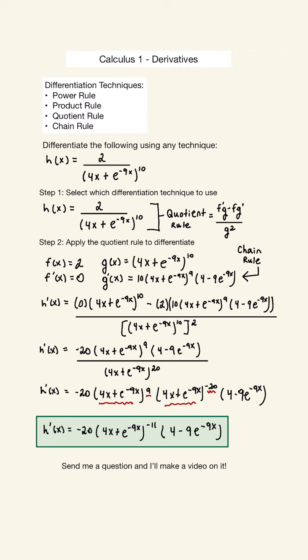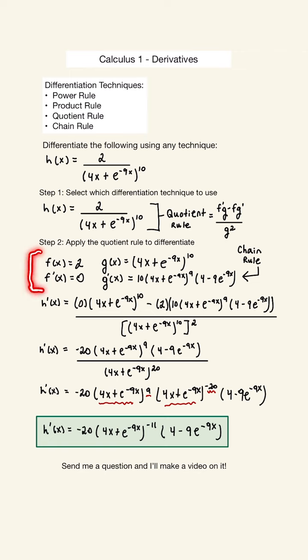After selecting the quotient rule, we can go ahead and apply the formula that is given for the quotient rule. So we can split up our f and g terms, where our f term will be the top term, or 2, and the g term will be this bottom term, or (4x plus e to the negative 9x) all raised to the 10th power. When we take the derivative of f of x, we're going to get 0. And when we take the derivative of g of x, we're going to need to use the chain rule, which is another differentiation technique. Then we'll get 10 multiplied by (4x plus e to the negative 9x) to the 9th power, multiplied by (4 minus 9 e to the negative 9x).